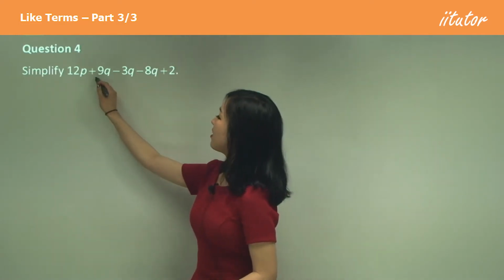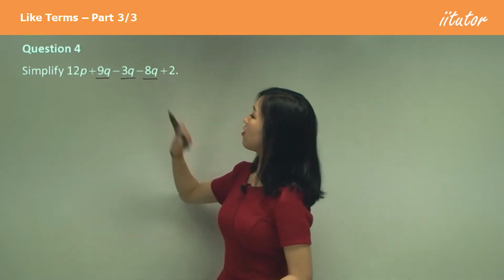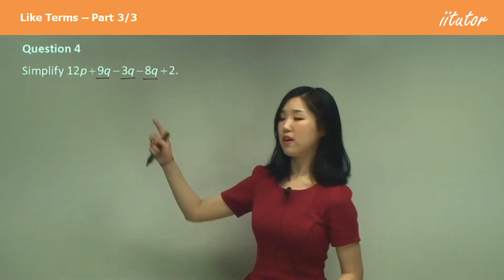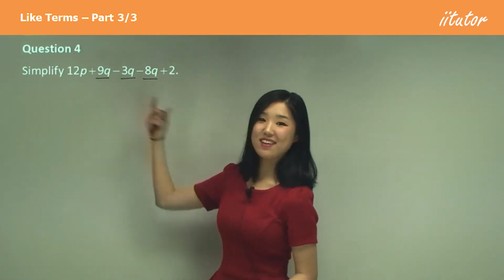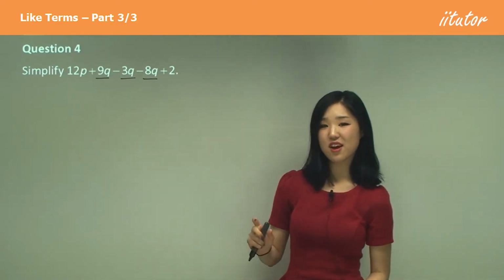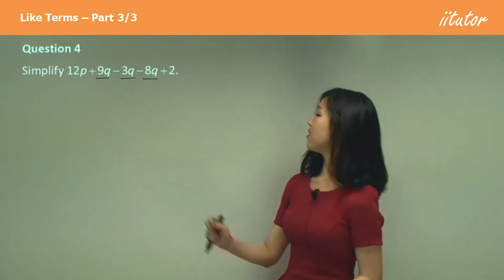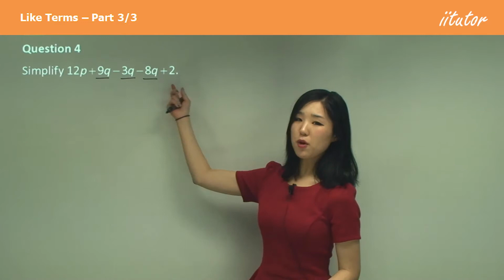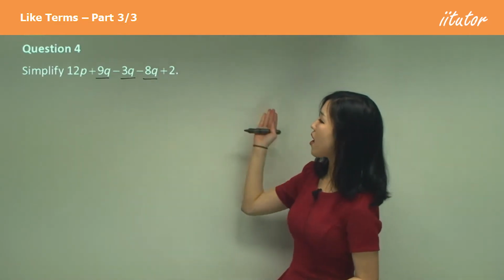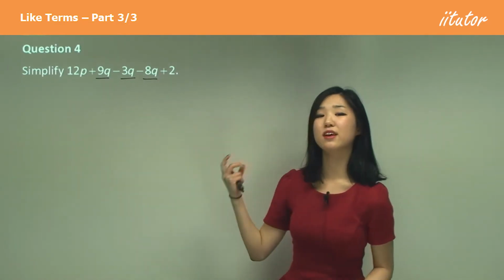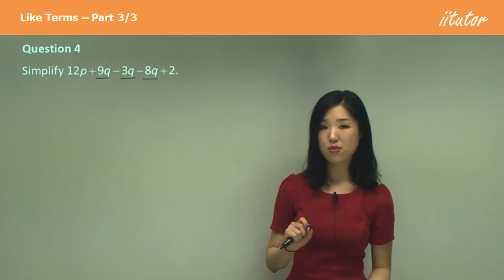But see here, Q, they all end in Q, don't they? These three, they end in Q. So those are like terms, so we can gather those together. And then 2 is just a constant number, and there's no other constant numbers, so we just leave 2 as it is. We can't gather it up with anything.